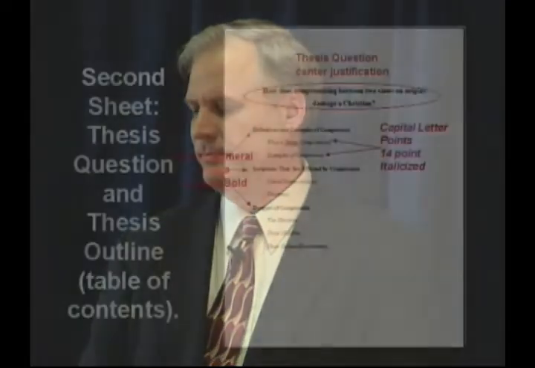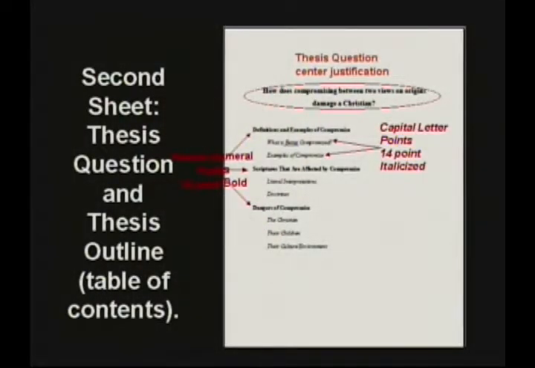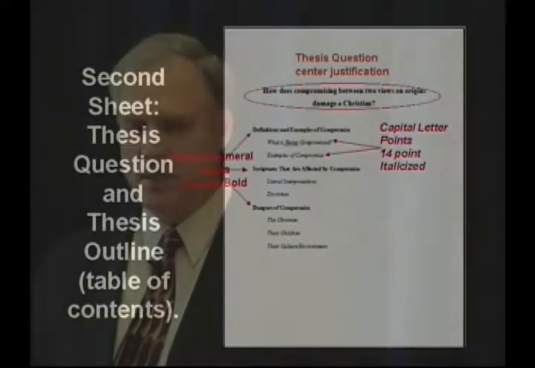Now let's go to the second sheet. Literally, this is the second sheet. I get your paper, the first sheet is that, and here's the second sheet. Now, the second sheet is the thesis question and the thesis outline, which used to be a table of contents, but you don't put page numbers on it, okay? So let's look at it from a big picture perspective. First of all, the thesis question is written at the top, and you use it like a title, so you center justify it, and there is a little mistake here in my notes. It's not only center justification, but it's bold, okay? Would you please write that on there, indicate that it's bold.